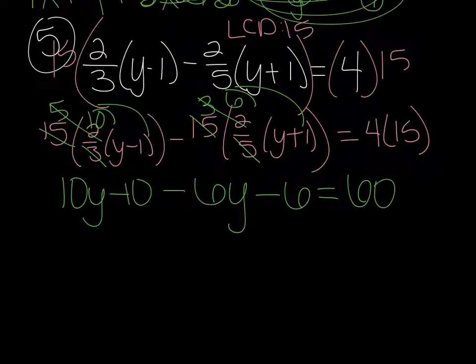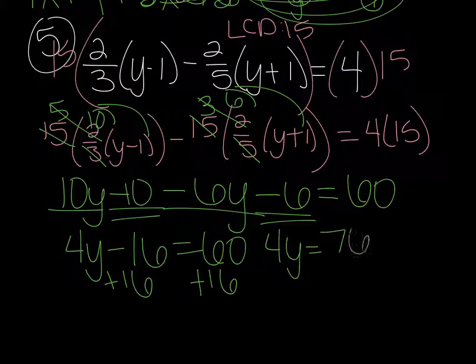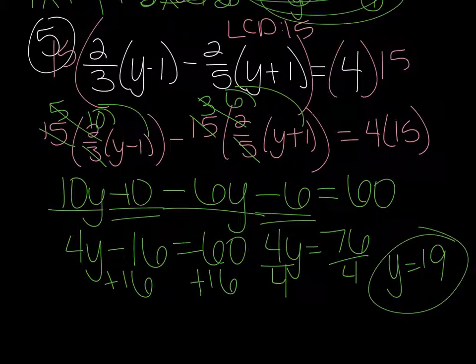Yes, hopefully. Okay. And then if we go through and simplify, 10y minus 6y gives me 4y. Minus 10 minus 6 gives me minus 16. And if we add 16 to both sides, 4y equals 76. Divide both sides by 4. y should give you 19. Okay, questions on that one?